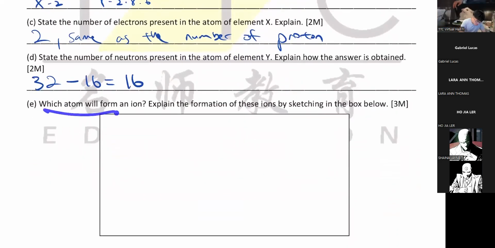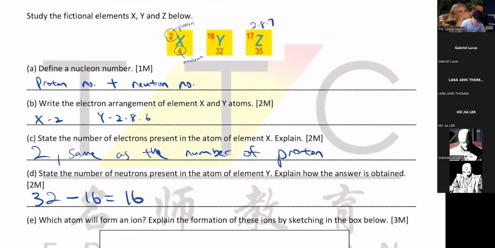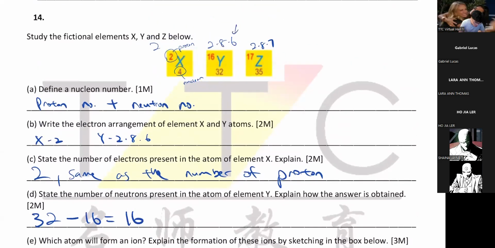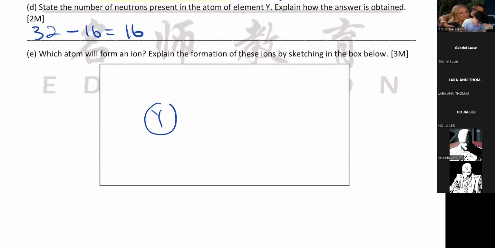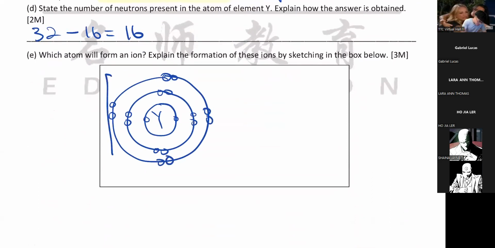So E, which atom will form ion? Explain the formation by sketching the box below. So there are actually 2 here which will form ion. Definitely not X, because X is happy. Y will form ion because Y needs to take 2 more electrons. Z needs to take 1 more electron to become full. So this is last week, guys. Y is 2.8.6, right? So how do they become happy? They will take 2 more and become 2 negative. We mentioned this last week, right? They become 2 negative because they need to take 2 more to become happy.